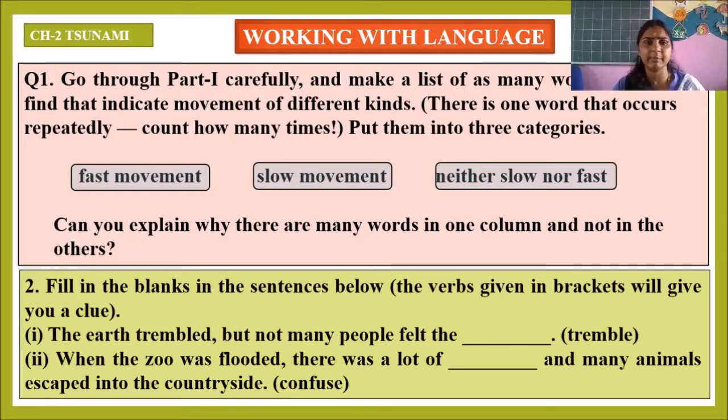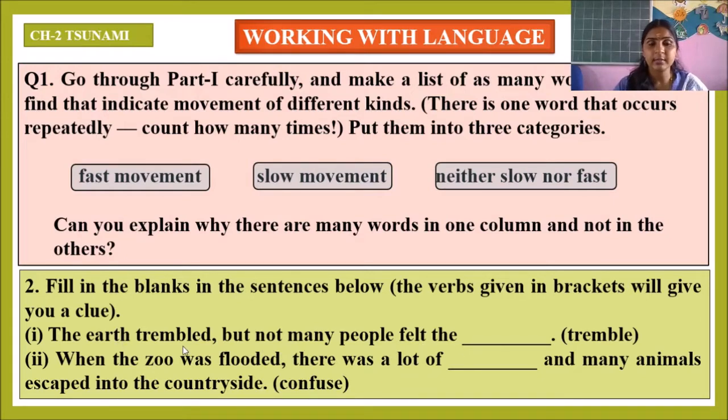Verb forms are there, right? Verb 1, verb 2, verb 3, and then sometimes we may add ing also. So we have to reform these words and then fill in these dashes. So let us read the first one. Shall we work out? While telling the answers, I will dictate the spelling also so that you can write. Okay, the first one is: the earth trembled, but not many people felt the dash.